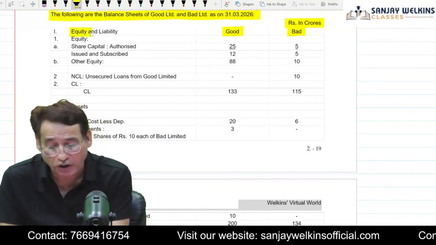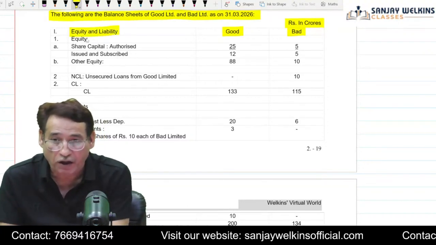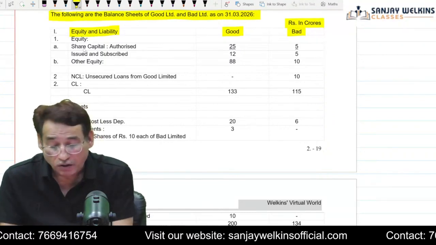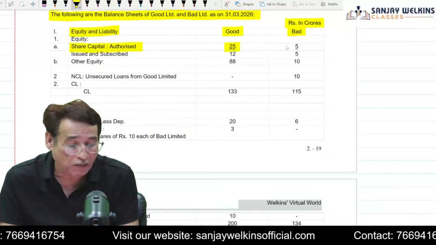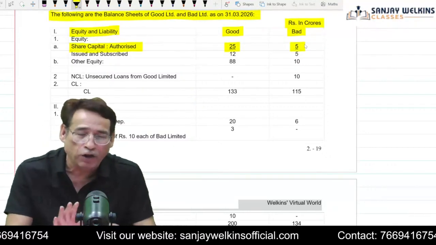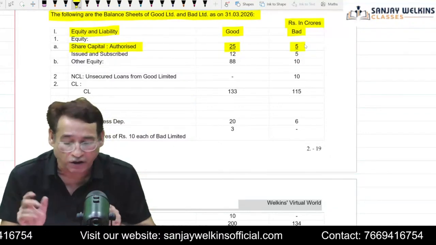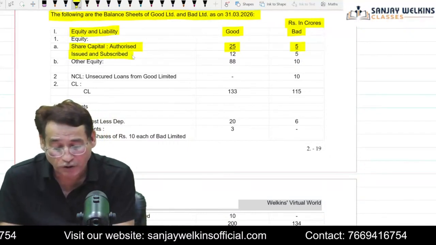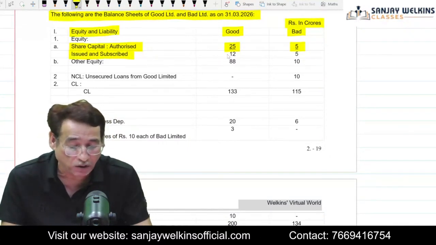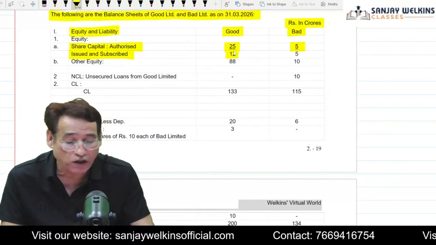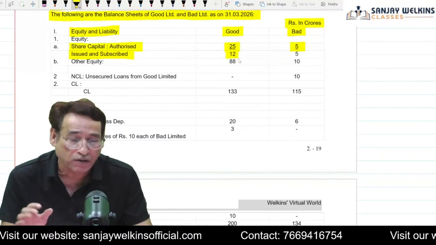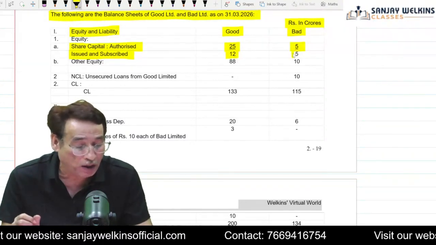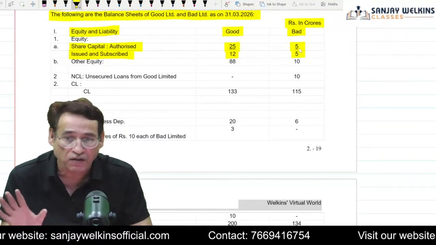Now, coming over to the liability side, we have here equity, correct? Thank you, Karthik. In this particular case, authorized share capital is given. Remember one thing, we are not at all concerned with the authorized share capital. We will have to look into the issued and subscribed capital. So as far as the issued and subscribed capital of acquirer company Good Limited is concerned, that is 12 crore, while it is 5 crores for the other. Is it clear to you?